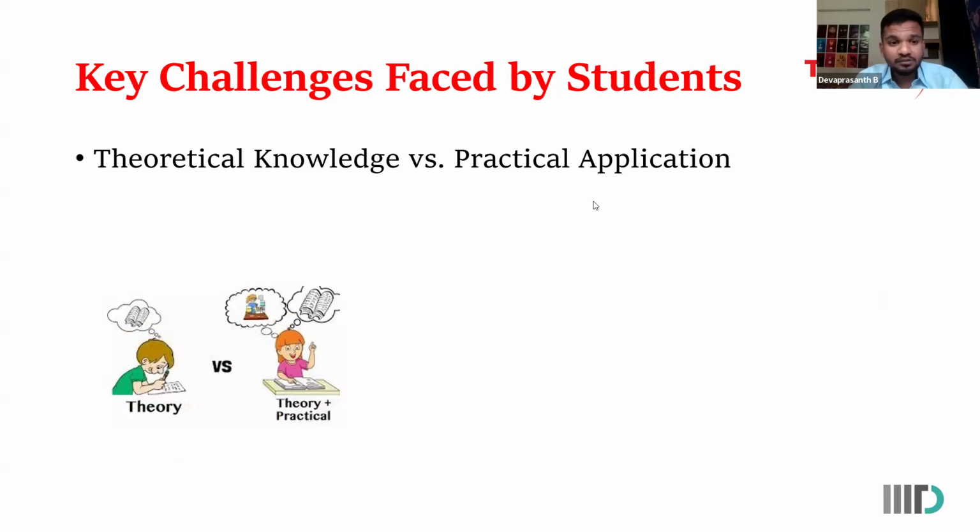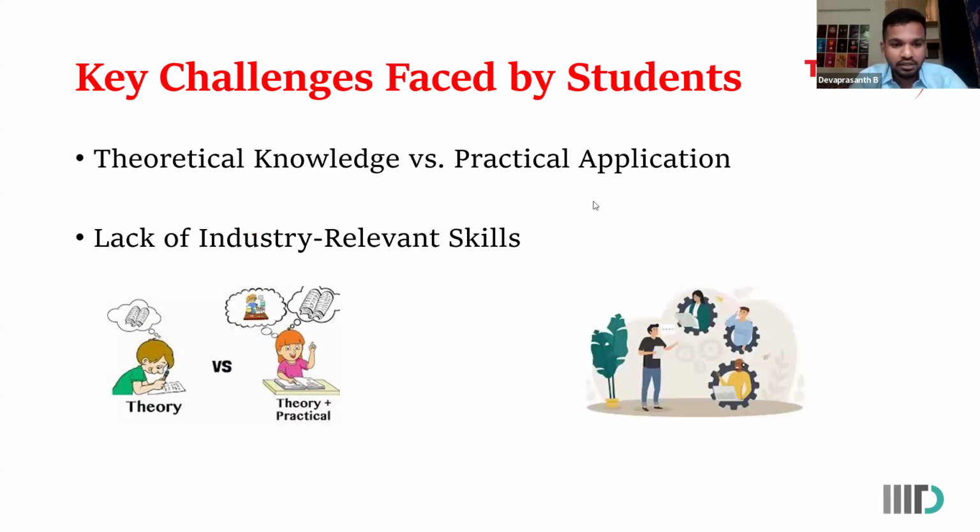First, theoretical knowledge versus practical application. Out of 100 students, 80 lack this one thing, which is more important for industry. Then, lack of industry-relevant skills. You can be good at subjects and score good grades, but when it comes to a job, a student with industry-relevant skills will be taken easily apart from scoring. Most students lack this.